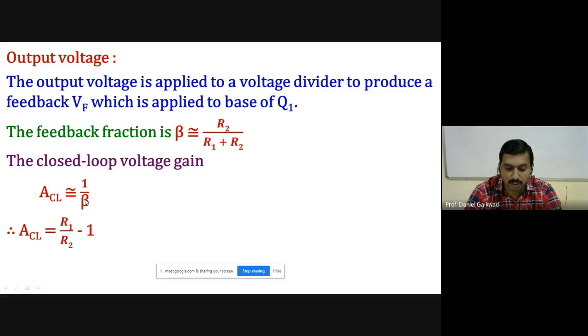If you replace beta here, then R2 goes in the denominator and R1 plus R2 in the numerator, so we have R1 plus R2 divided by R2. If we divide R2 into the two terms, we obtain R1 upon R2 plus 1. After simplifying, that is nothing but the closed loop gain. So this is the formula for gain.